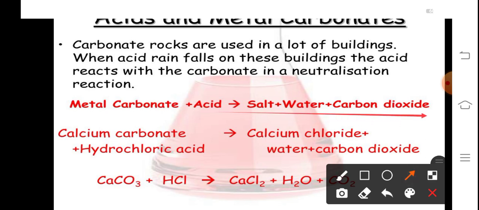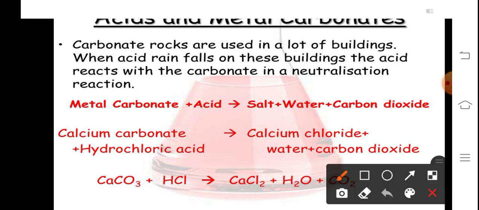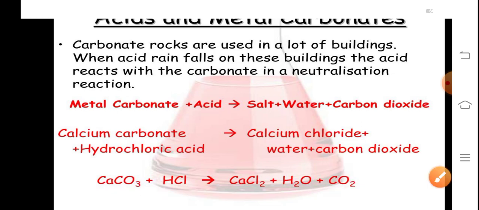Such reactions in which salt, water and carbon dioxide are formed suggest that a reaction between carbonate and acid has taken place. So the basic reaction will be: calcium carbonate reacts with HCl to form calcium chloride, water and carbon dioxide. So how can we perform the test for carbon dioxide? Because the evolution of CO2 is the only way which suggests that the compound involved in the reaction is a carbonate. So we need to test the presence of CO2 here.